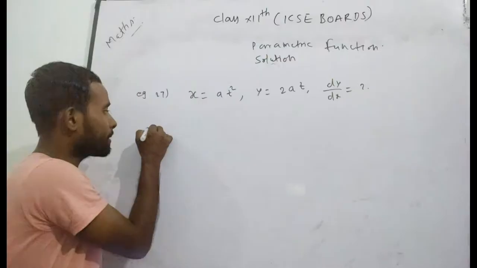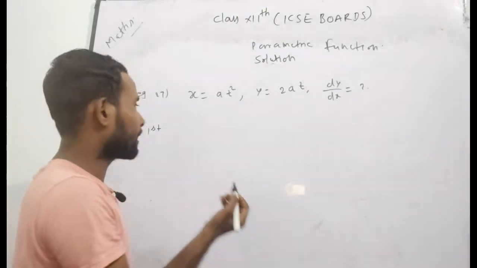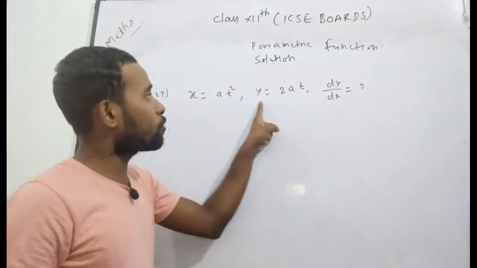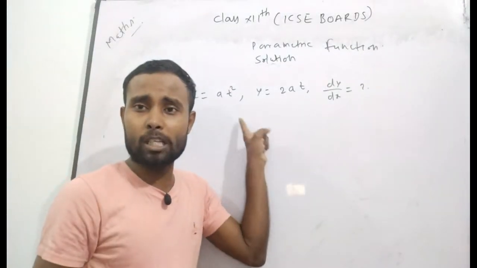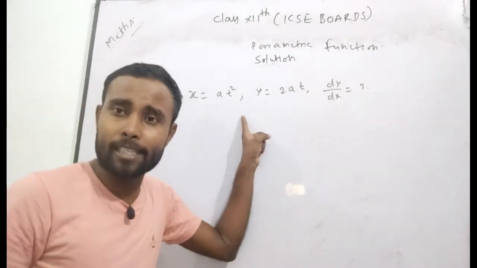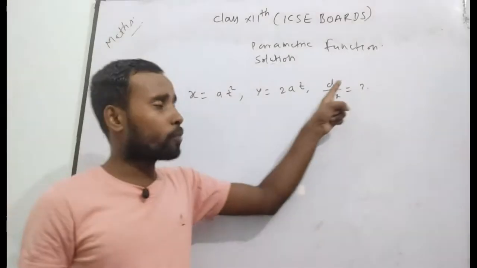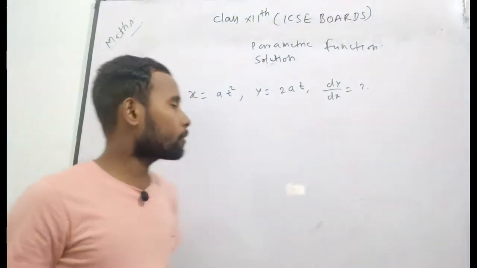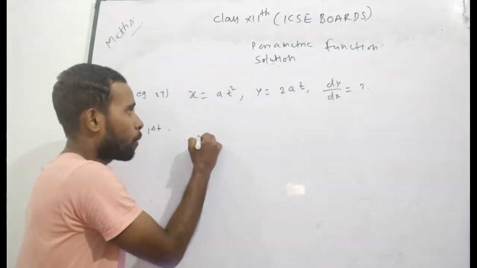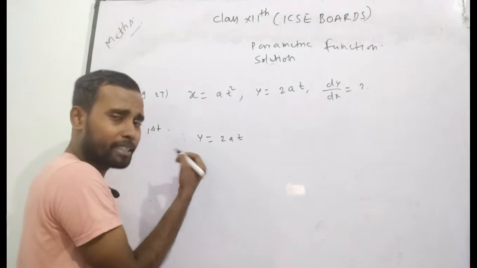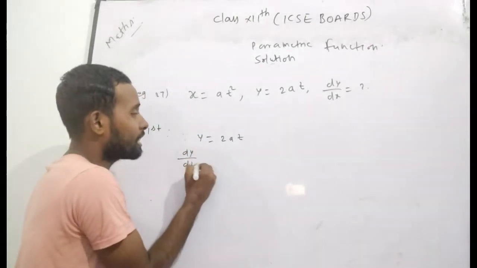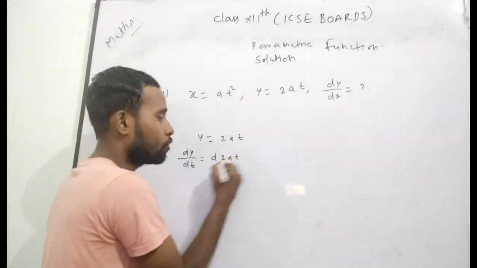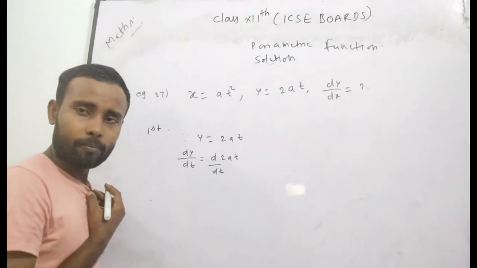I will suggest solving this question by two methods. The first method will be the general method, which I have already told you. In this question, x and y are both functions of t, that means x is expressed in terms of t and y is also expressed in terms of t. Now here you have to find dy/dx. First, y is equal to 2at. So using the general method you have to find dy/dt, because y is a function of t. If you differentiate this function with respect to t, definitely you will tell me, sir, it will be 2a.